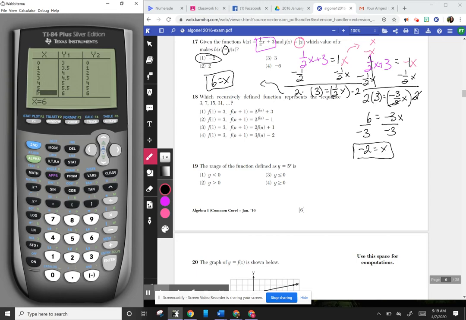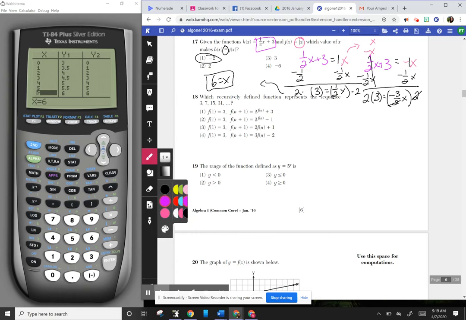Okay, question 18. Which recursively defined function represents the sequence 3, 7, 15, 31? Okay, and what's going to be helpful? Well, first here we see that we're starting at 3. So that's going to be important to notice, except that each option tells us to start at 3. So unfortunately, that won't be too helpful.